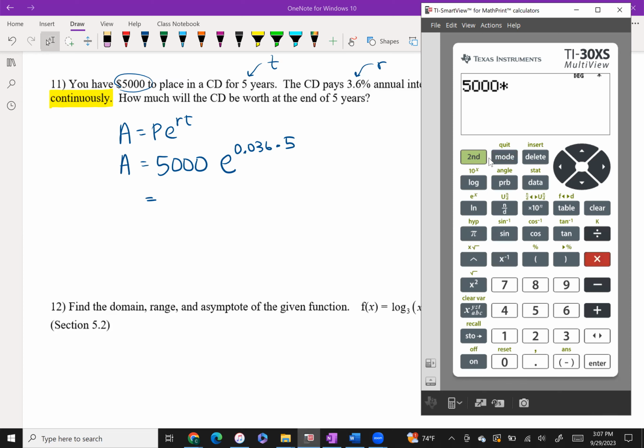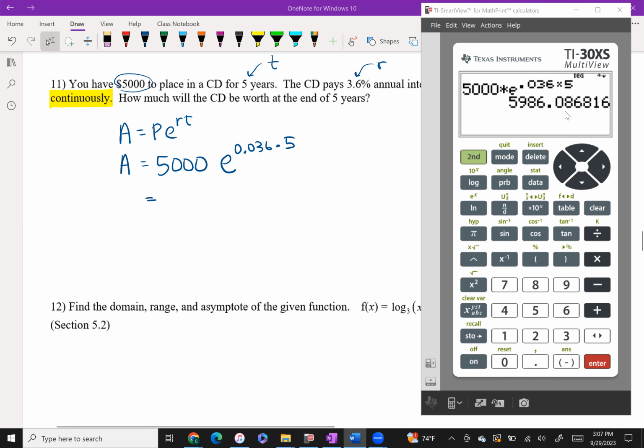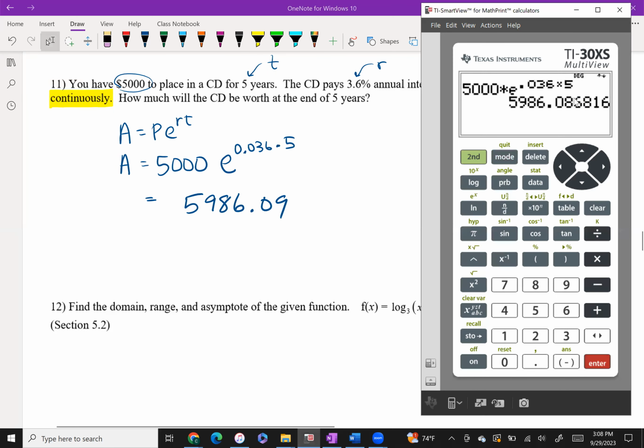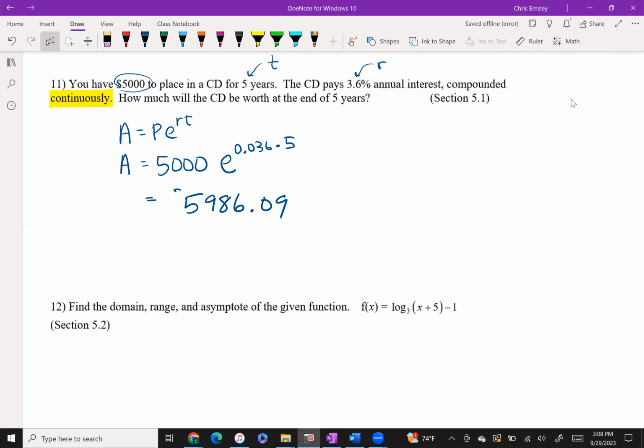So 5,000 times E, and it automatically pops me up in the exponent there. I want 0.036 times 5. We hit enter, and there is our answer. We typically, I don't know that this one gives rounding directions, but we typically do want to round to the nearest cent when we're talking about money. So that would be 2 decimal places. So this is $5,986.09. We put 9 cents because we had 0.086, so that means we want to round up. So after 5 years, that's how much money we would have with our interest compounded continuously.